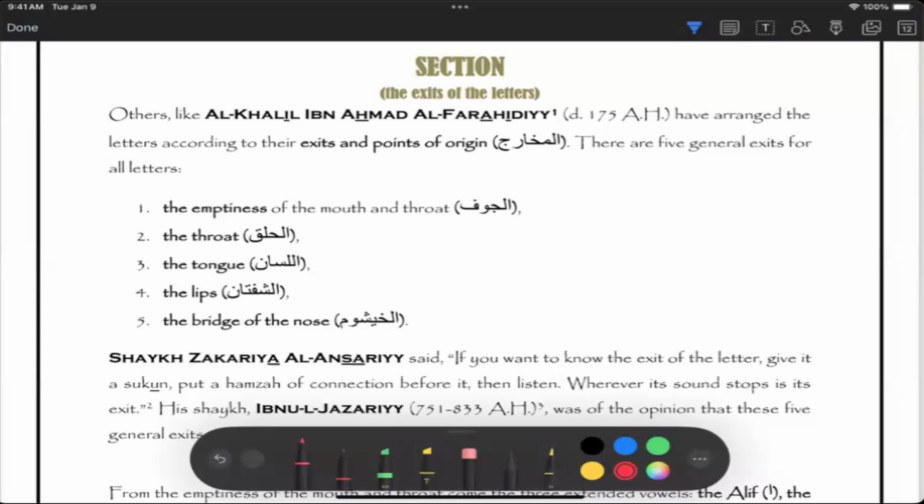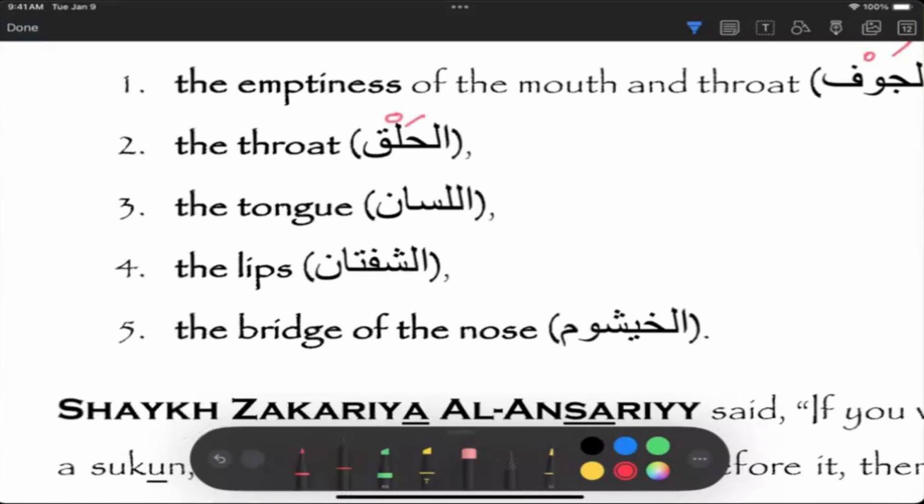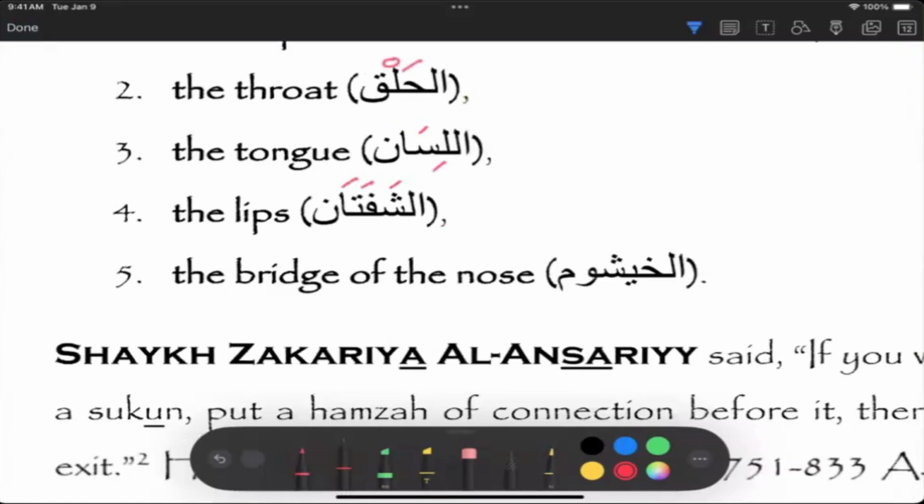So there are 5 general exits for all letters. The emptiness of the mouth and the throat, that's the al-jawf. The throat itself, al-halq. The tongue, al-lisan. The lips, al-shafatan. And the bridge of the nose, al-khayshum.